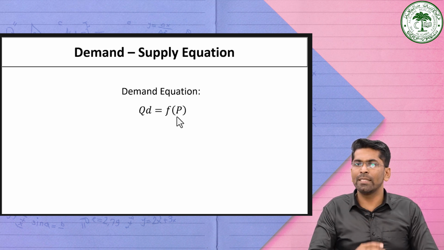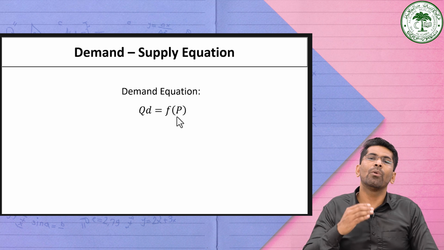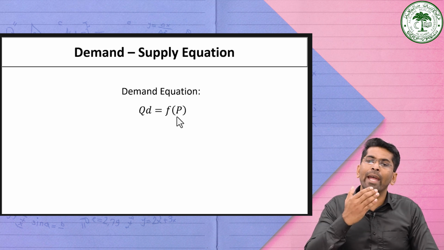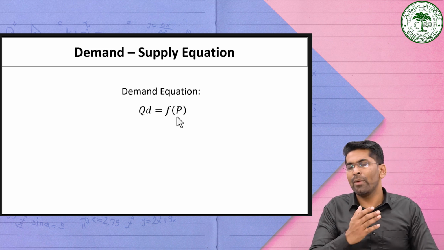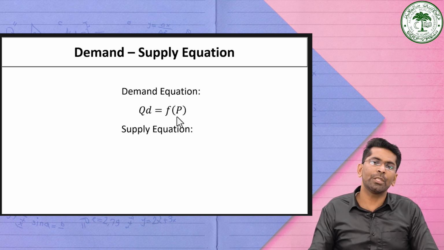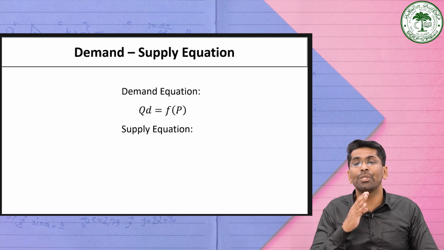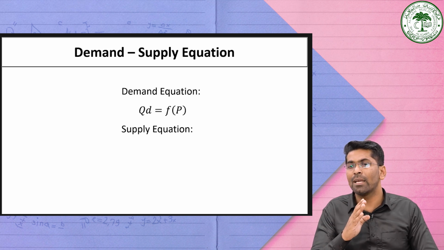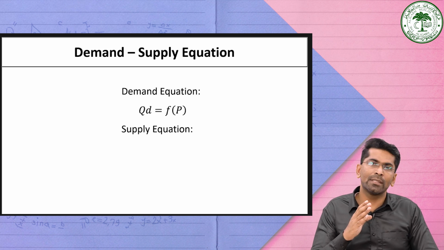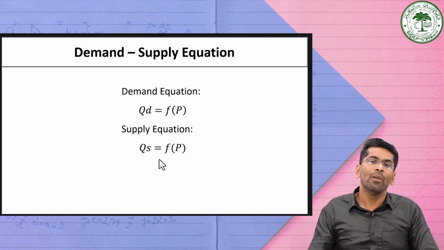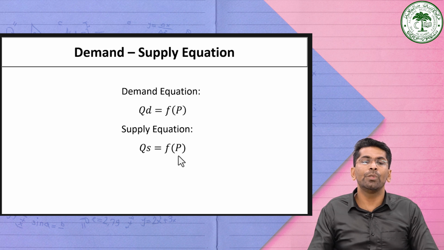As the price of goods and services decreases, demand for goods and services will increase, and vice versa. Similarly, we have a supply function or supply equation. The supply equation represents the relationship between how much quantity is supplied and its price. It can be expressed mathematically as quantity supplied equals a function of price. We are showing how the quantity supplied changes in response to a change in price.